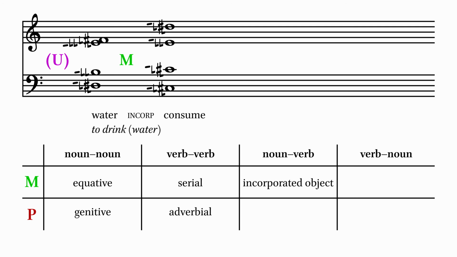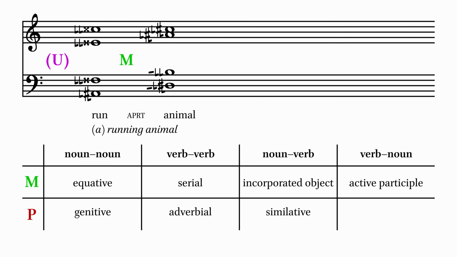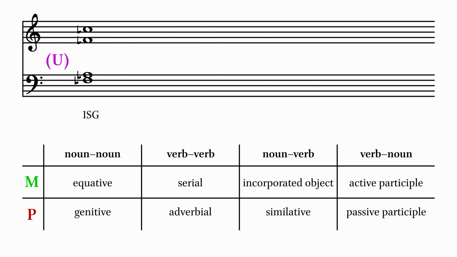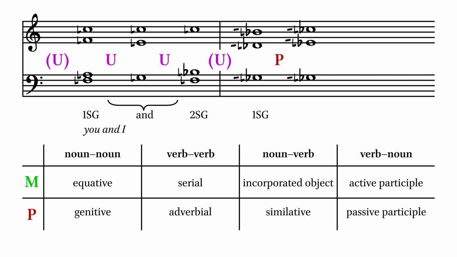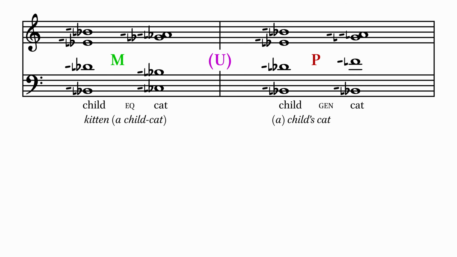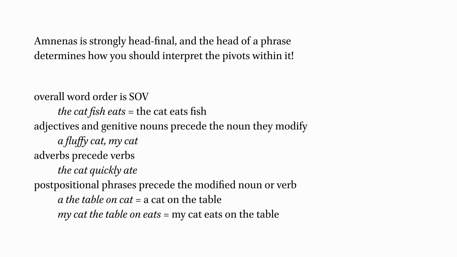With a noun and a verb, it could be object incorporation or simulative marking. Or, in the other order, either an active or a passive participle. With conjunctions and postpositions, the entire meaning of the word can change depending on the pivot. So, the meaning of a phrase is dependent on the pivots, but the meanings of the pivots themselves are dependent on the words. And you don't always get the full meaning until the head of the phrase, which is at the very end.